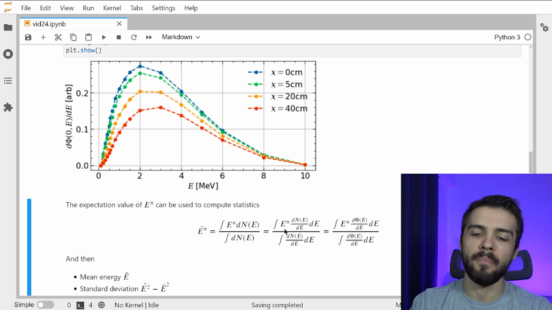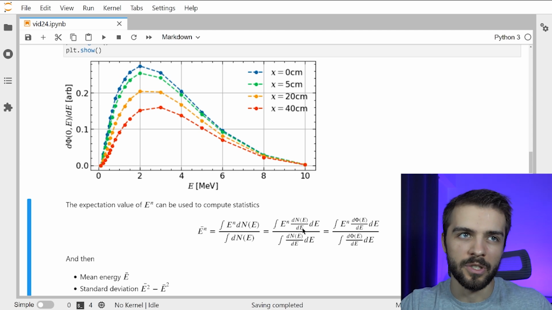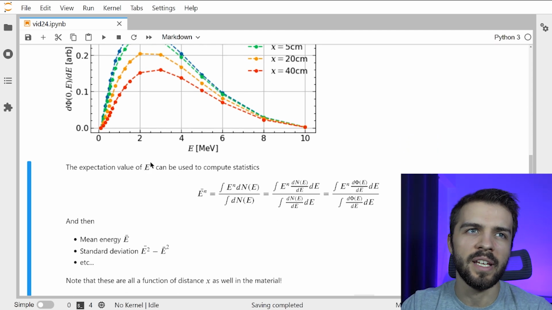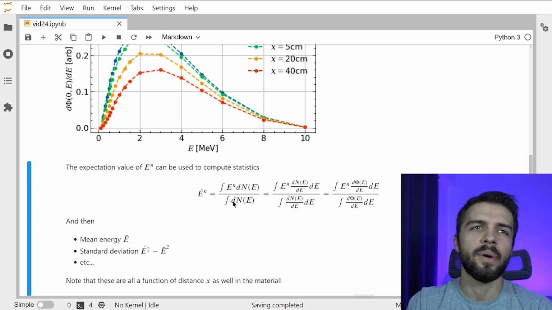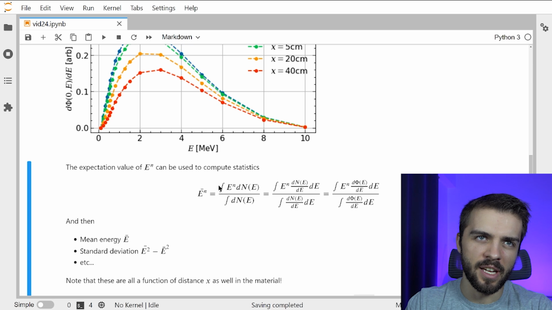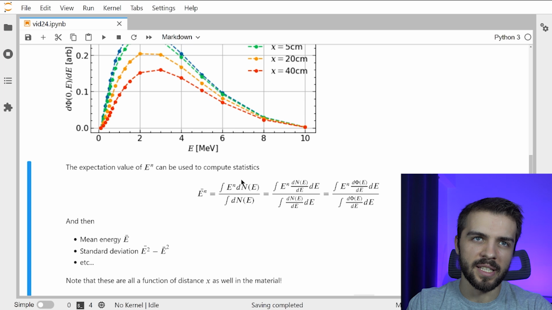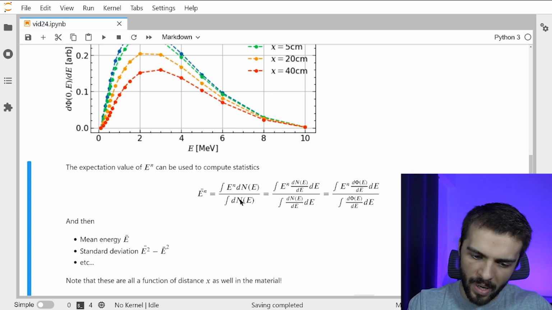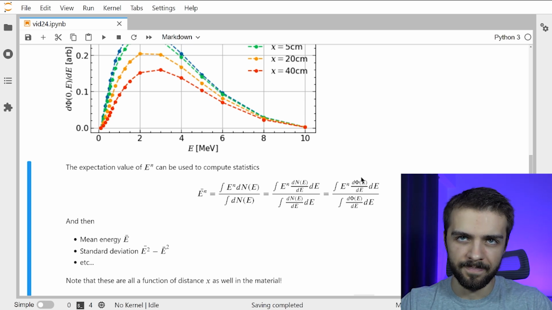Then you can numerically compute the integrals using SciPy's quad function. So the expectation value of E to the n, so this is energy to the power of n. You might think that's weird, where n is an integer, but it's how you compute the mean and standard deviation. It's given like this. You're just doing a weighted sum. This is the continuous version of a weighted sum of E to the n times dN of E. This is the number of photons at energy E divided by the total number of photons. So you have a weighted sum of the energies, and that's related, of course, to the fluence here.